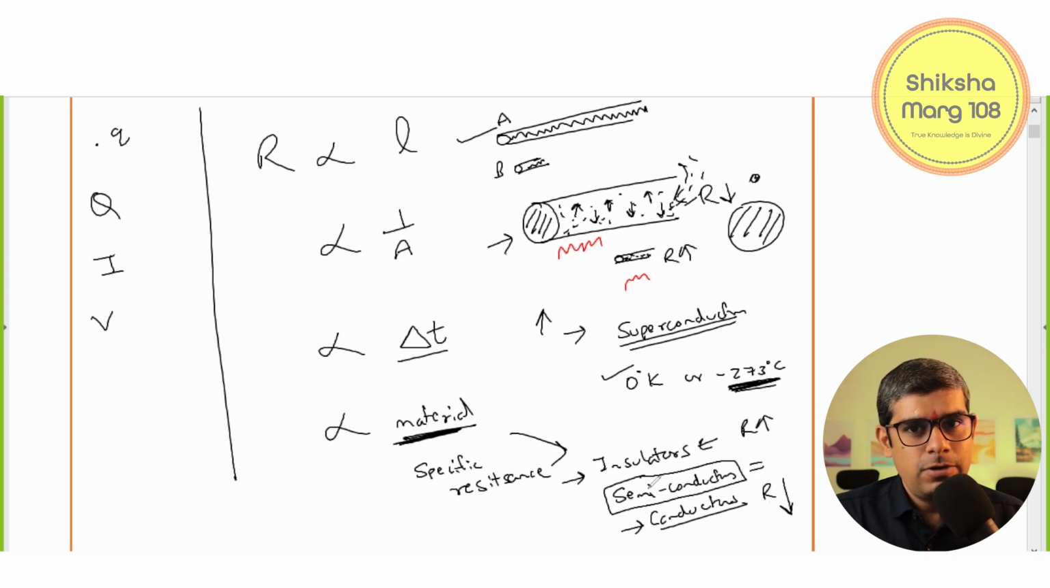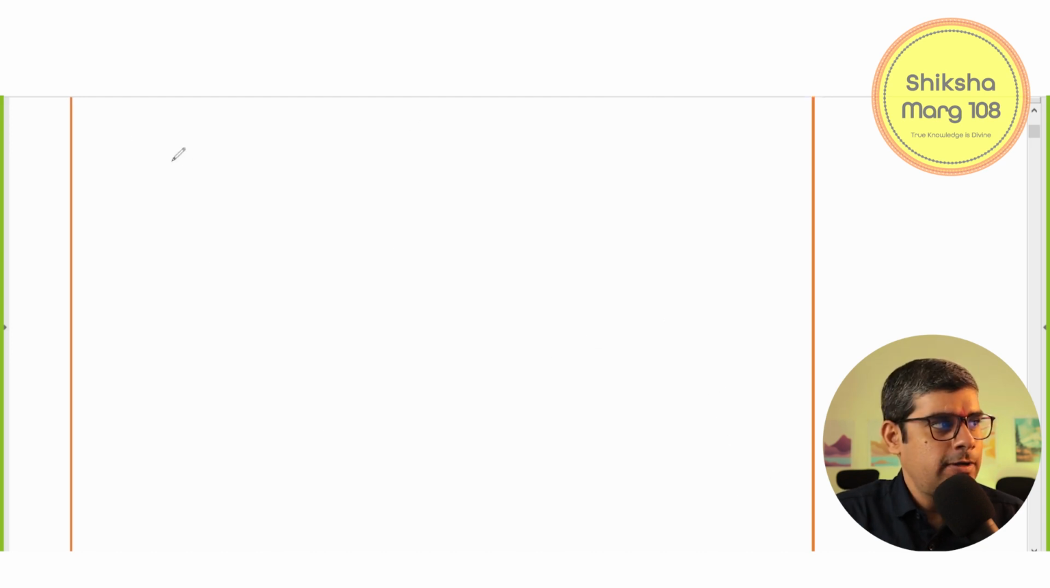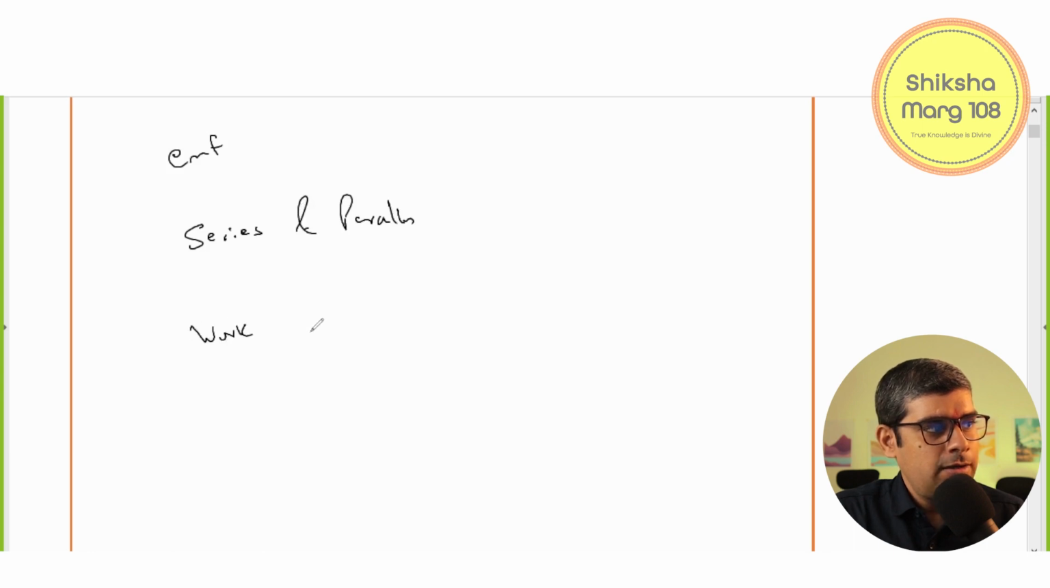All right, we're going to be focusing on the conductors a bit more in the next session, and we're going to be getting on to the bits of EMF. We're going to be talking about series and parallel circuits. We're going to be talking about work, and we're going to be talking about power. And then we're going to be finally talking about the cost of electricity consumed. Quite an interesting thing, this. If you get this whole idea, I believe the chapter is pretty much done.